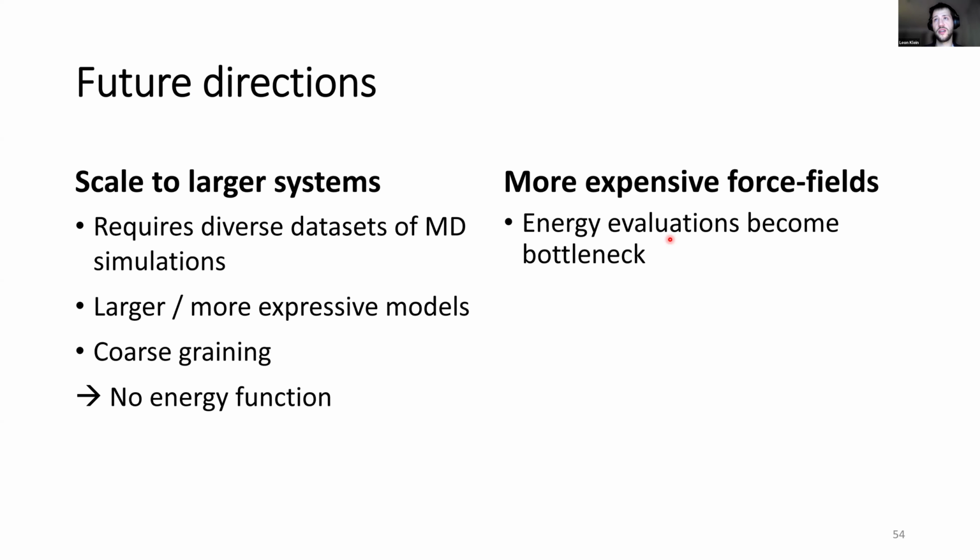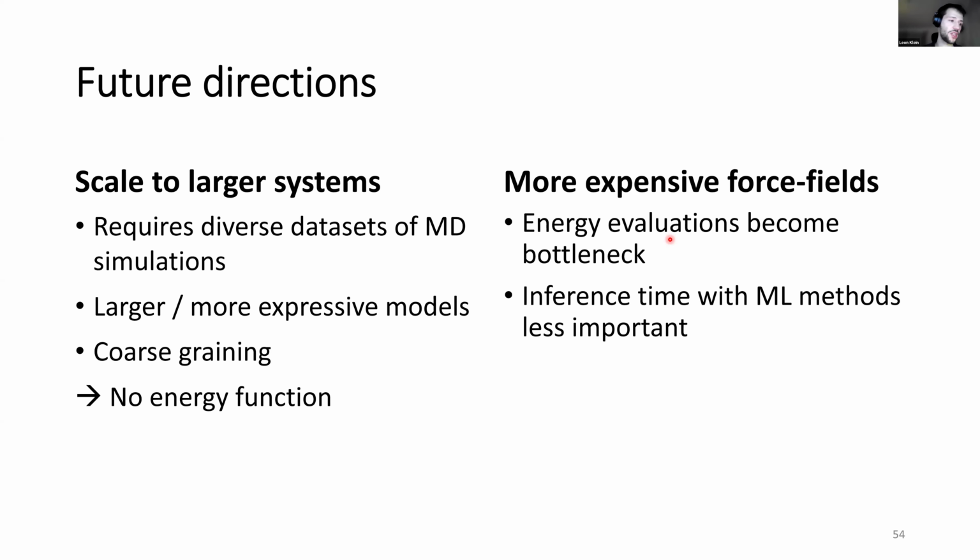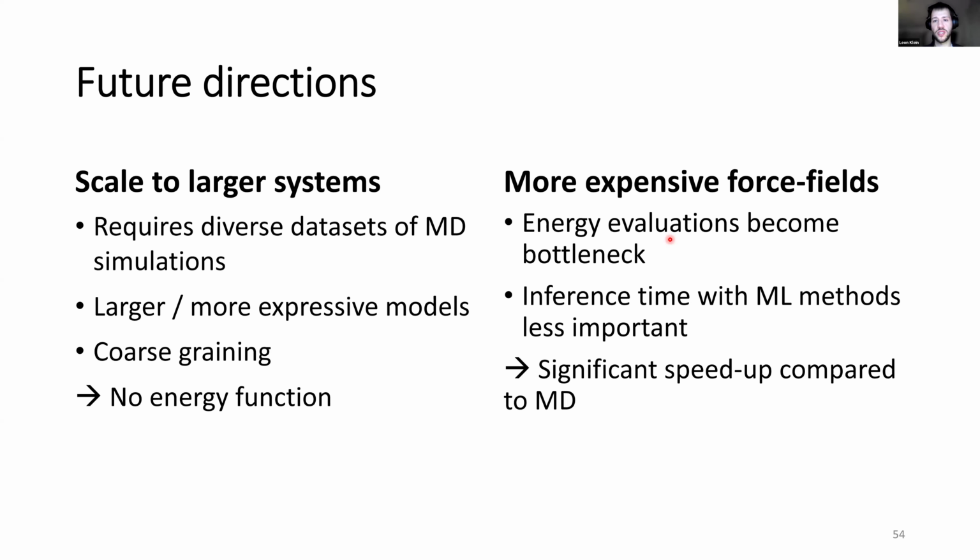And especially for MD simulation, this is a big bottleneck because we're doing these small iterative steps. But for the machine learning methods, especially for Boltzmann generators, there's not much of a bottleneck because we need the energy evaluations only during reweighting. And as we are generating independent samples, we require several orders of magnitude fewer energy evaluations, and therefore can have a significant speed up compared to MD there.